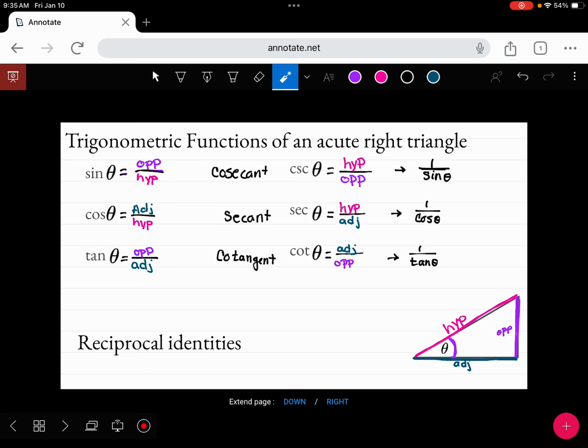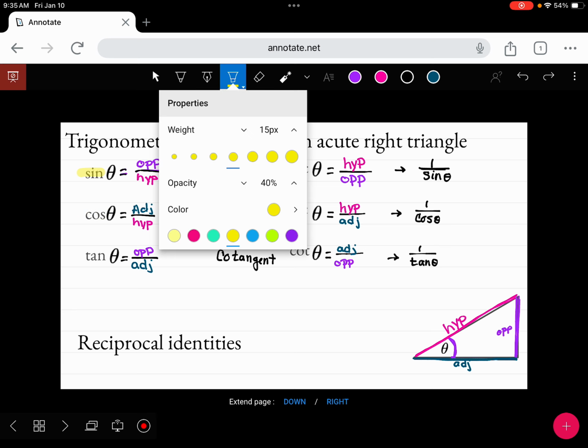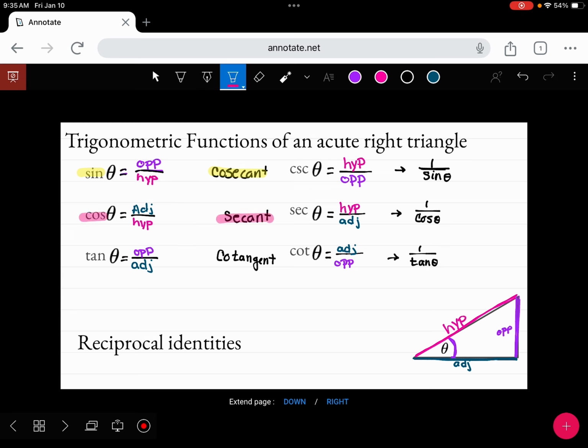And a good way to help remember which one's paired up with which is each pair only has one co. So sine, cosecant. Cosine goes with secant. Tangent, cotangent. So each pair only has one co. Sine, cosecant. Cosine, secant. Tangent, cotangent. Each pair only gets one co. So don't put cosine and cosecant together. That's the most common mistake we get, because they're like, cos, they go together. Everybody gets one co.